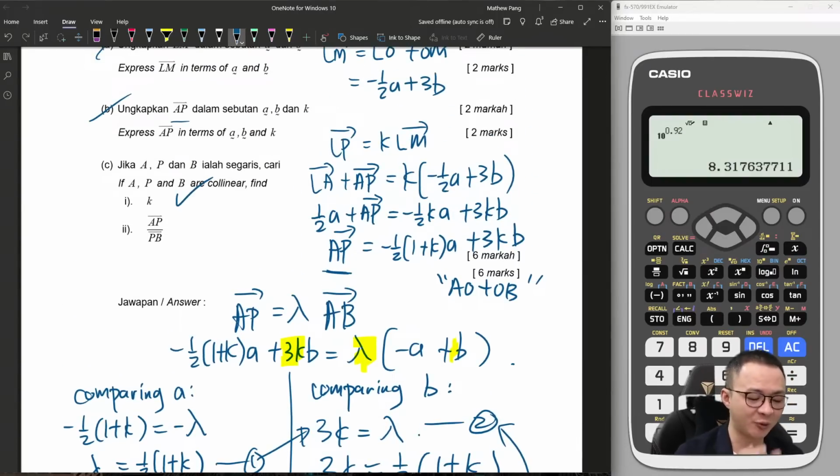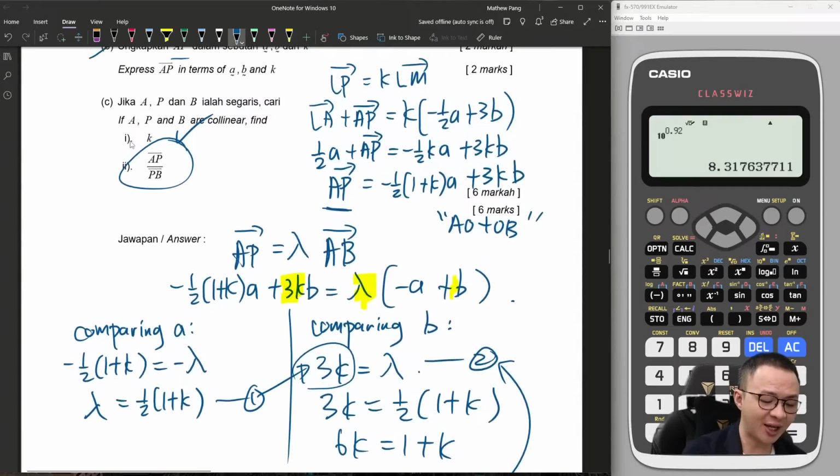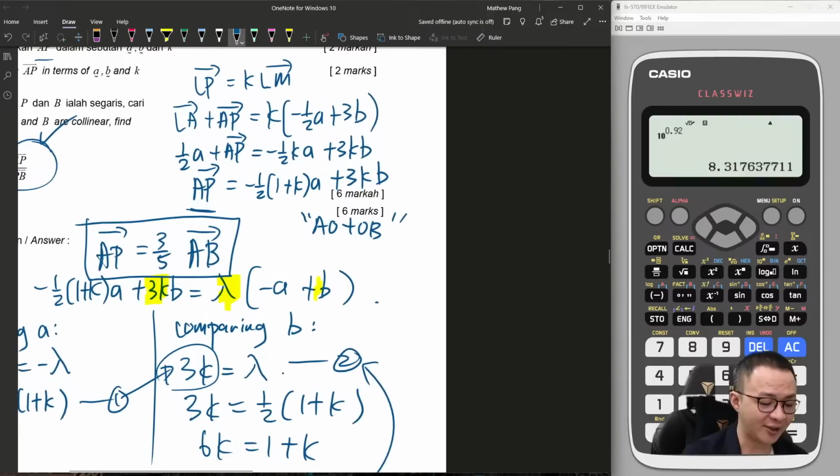But some students might ask, why do you find lambda? Because I need to solve this fraction. So just now I already got the lambda, which is 3 over 5, isn't it? Because 3 multiplied by K, what? K is 1 over 5, 3 multiplied by 1 over 5 is 3 over 5. So if lambda is 3 over 5 here, then it's not hard to get the PB, right?